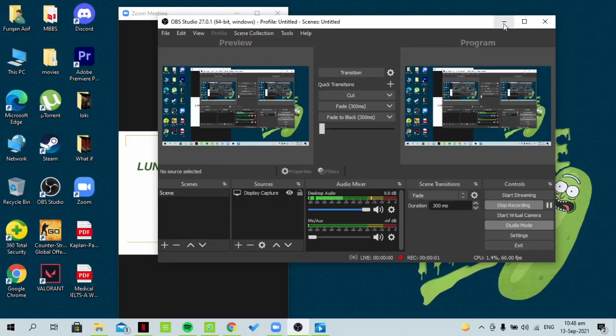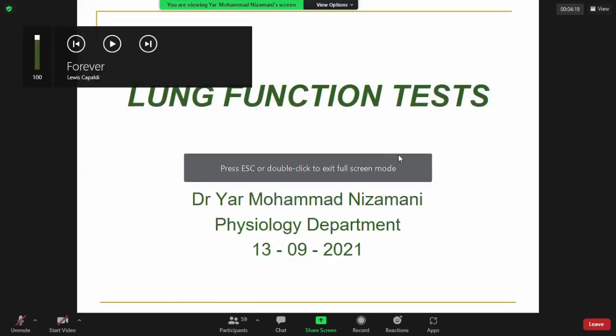Tests. So we will be discussing the lecture upon lung function test.